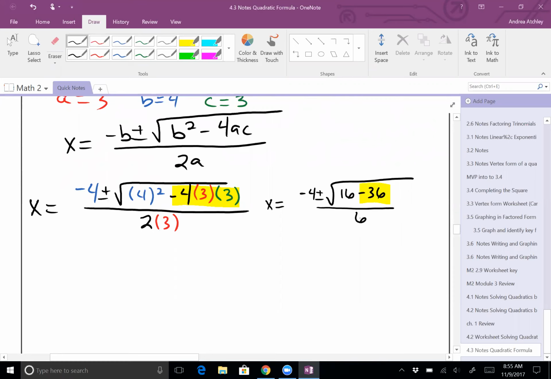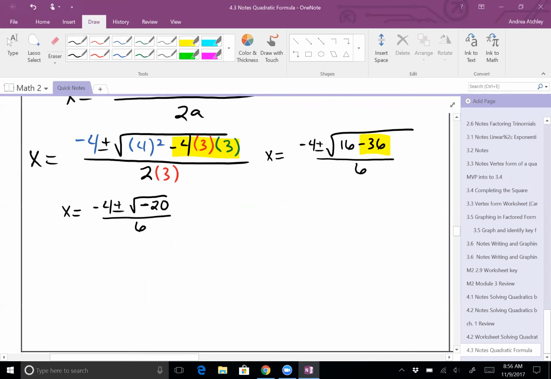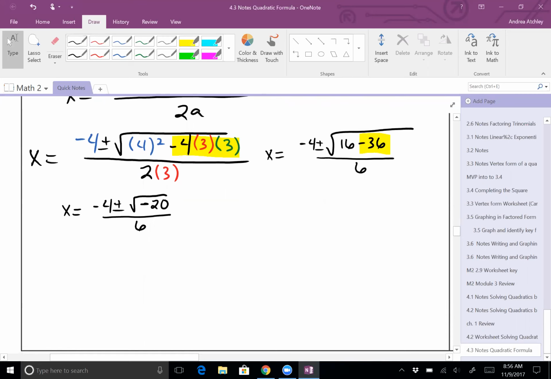We're going to keep going. We're going to get x equals negative 4 plus or minus negative 16 minus 36 is a negative 30. Not a negative 30, negative 20. All over 6. Okay, what should this be telling me? Imaginary. I have a negative number inside that radical, so it's an imaginary solution.